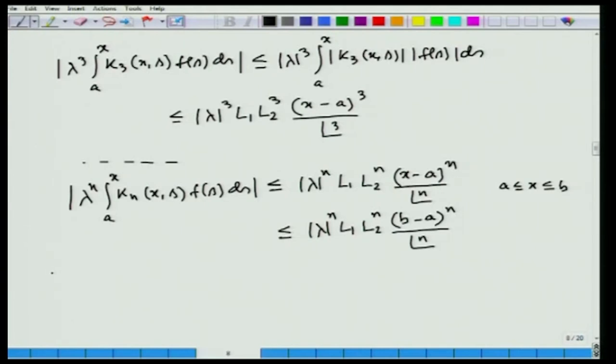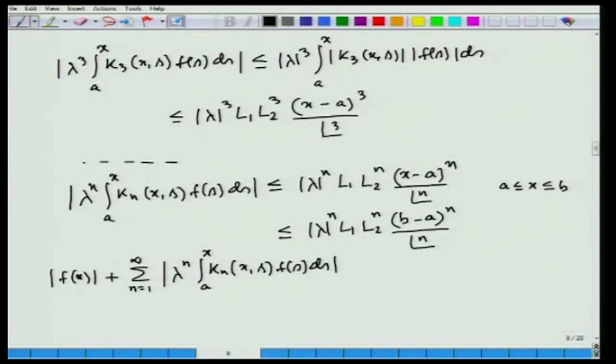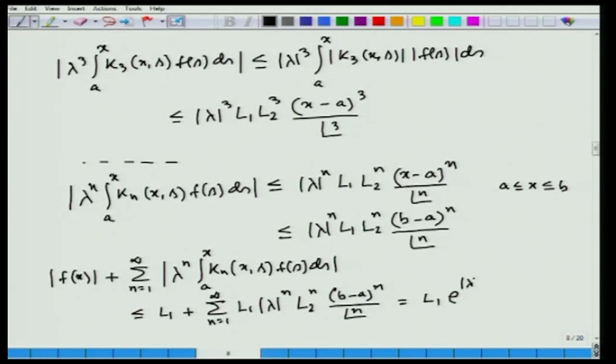And therefore, finally, we can write that modulus f(x) plus sigma n running from 1 to infinity modulus lambda to the power n integral a to x kn(x,s) f(s) ds is less than or equal to L1 plus summation n running from 1 to infinity L1 modulus lambda whole to the power n L2 to the power n (b minus a) whole to the power n by factorial n, and then taking L1 common, this is equal to L1 times exponential of modulus lambda L2 times (b minus a). So, this particular infinite series converges uniformly. So, this proof is complete.